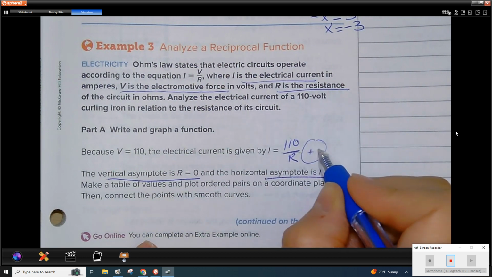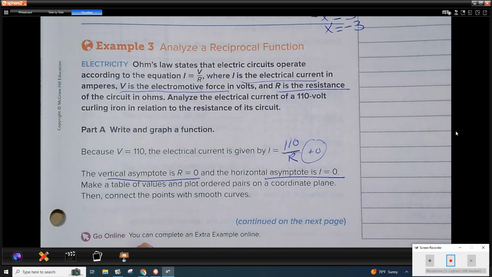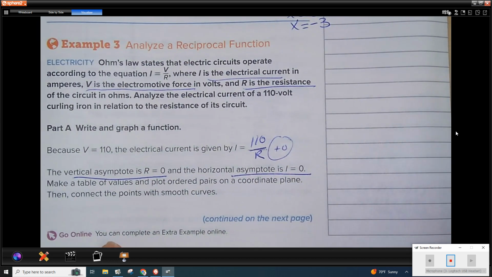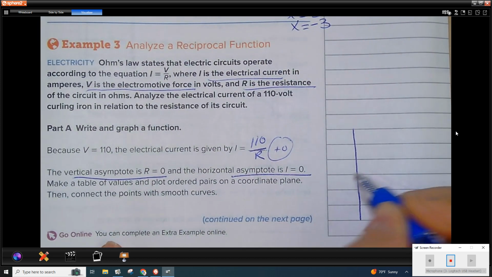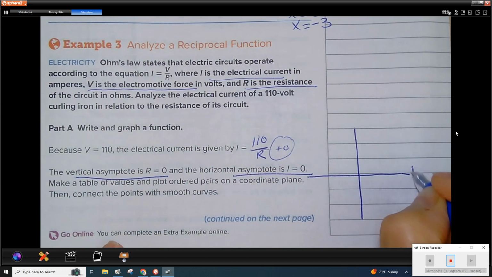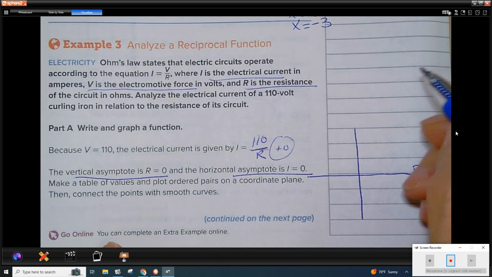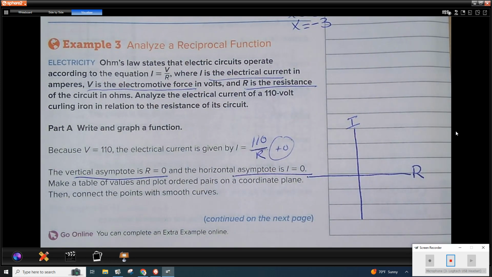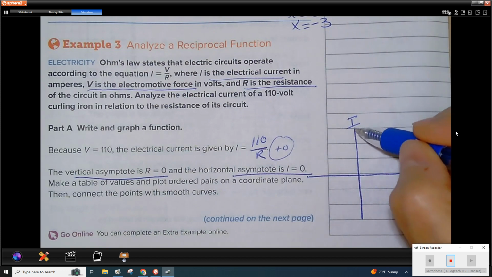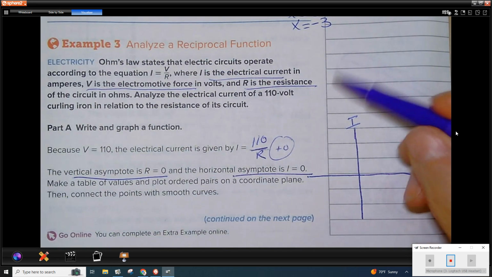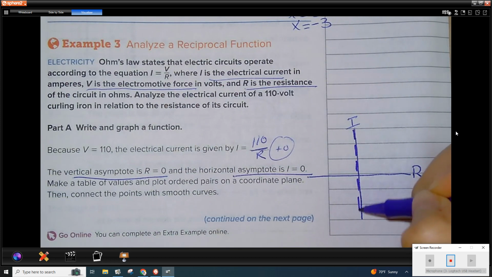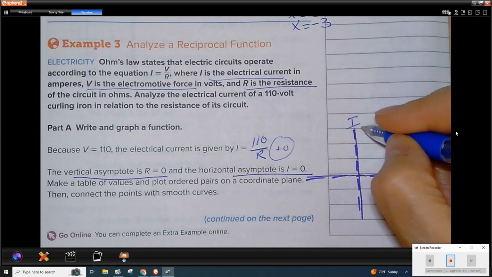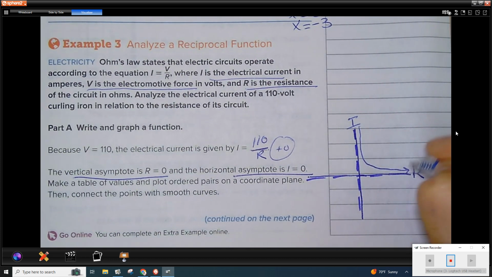That's a plus 0 right here outside. Then move up or down. Make a table of values and plot. I'm going to plot right here. So instead of x, this is now R. Instead of y, this is now I. We have the asymptote, which is just our axes. Right here, right here. And then just graph it as best you can.